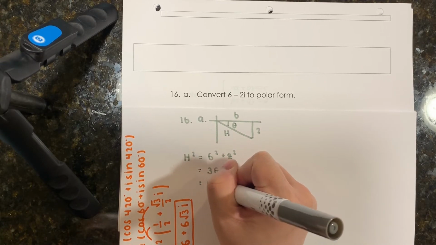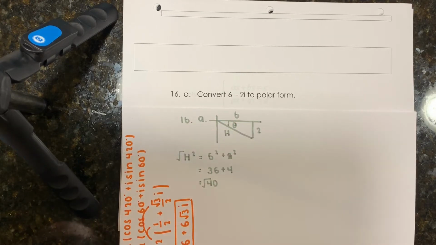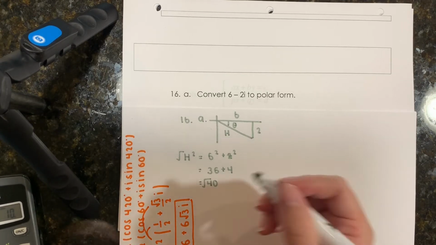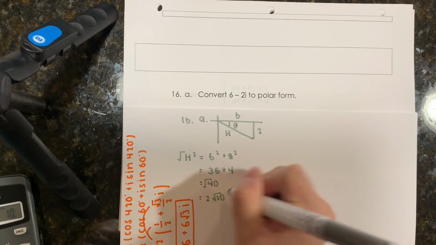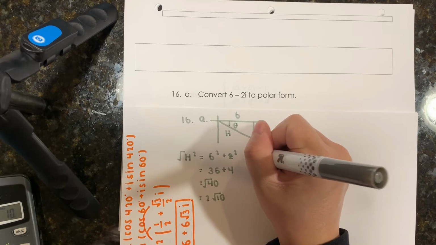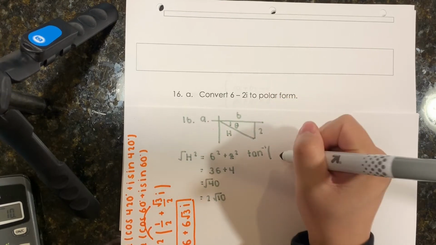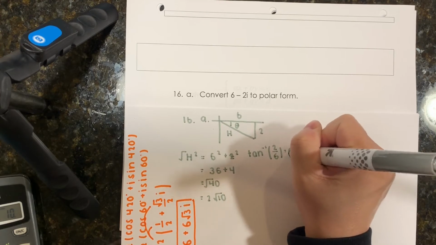equals 40. And then the square root of 40, because it's the square root of h squared, 40 divided by 2, so that would be 2 root 10. Now for the angle, we're going to use inverse tangent of opposite over adjacent. So that would be 2 over 6. And that's going to give us the angle.